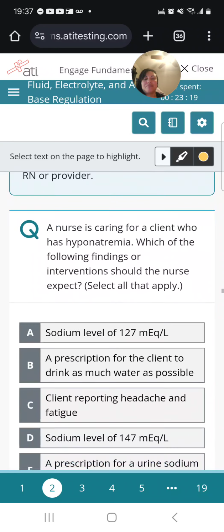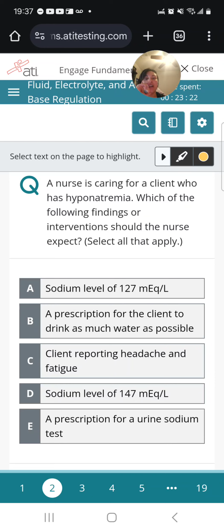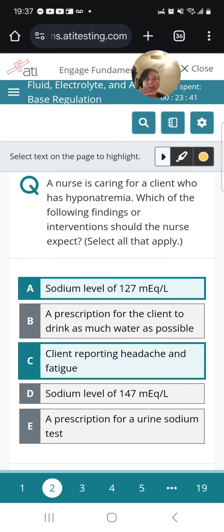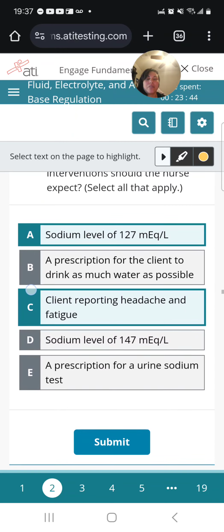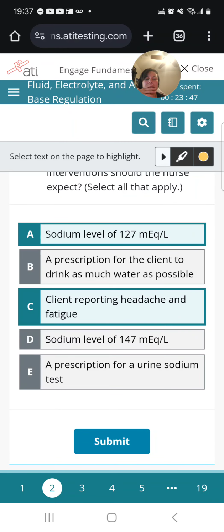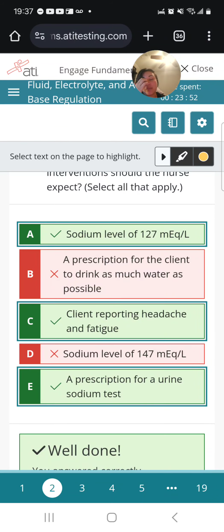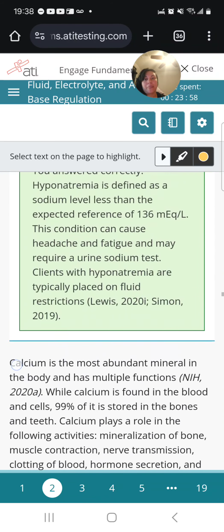Okay, so a nurse is caring for a client who has hyponatremia. Which of the following findings or intravenous interventions should the nurse suspect? Hyponatremia, so sodium levels of 127. Client reports headache and fatigue. That's it, I think. Prescription of a urine sodium test.